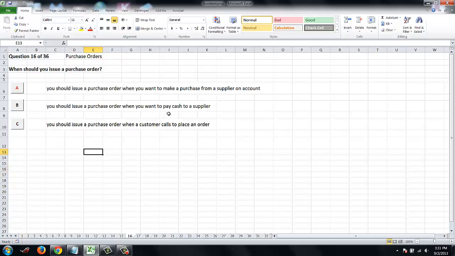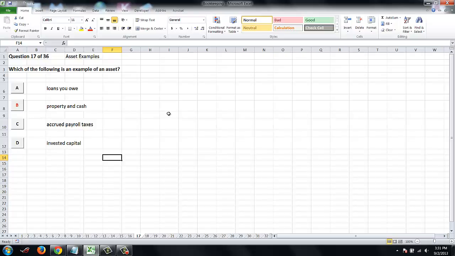Question 16. When should you issue a purchase order? Letter A. You should issue a purchase order when you want to make a purchase from a supplier on account. Question 17. Which of the following is an example of an asset? Letter B, property and cash. Question 18. Which of the following is an example of a fixed asset? Answer is letter D, the building the business owns.